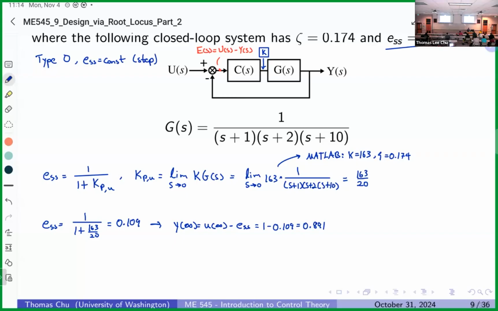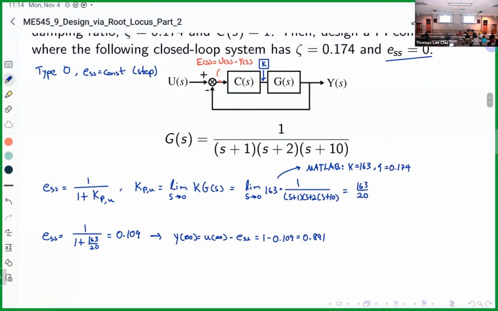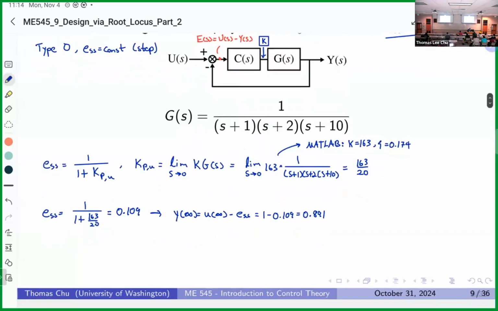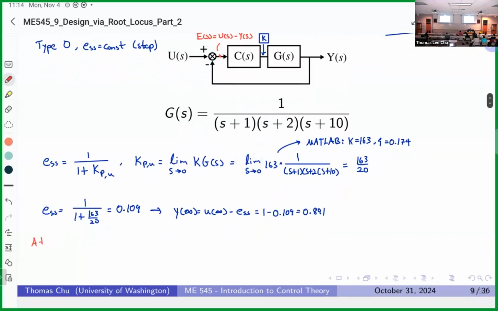Okay, so at this point, the next two steps I'm going to do on the computer, but I'm going to write them out here. So I'm just going to place a pole at the origin. We just choose, add a PI controller.